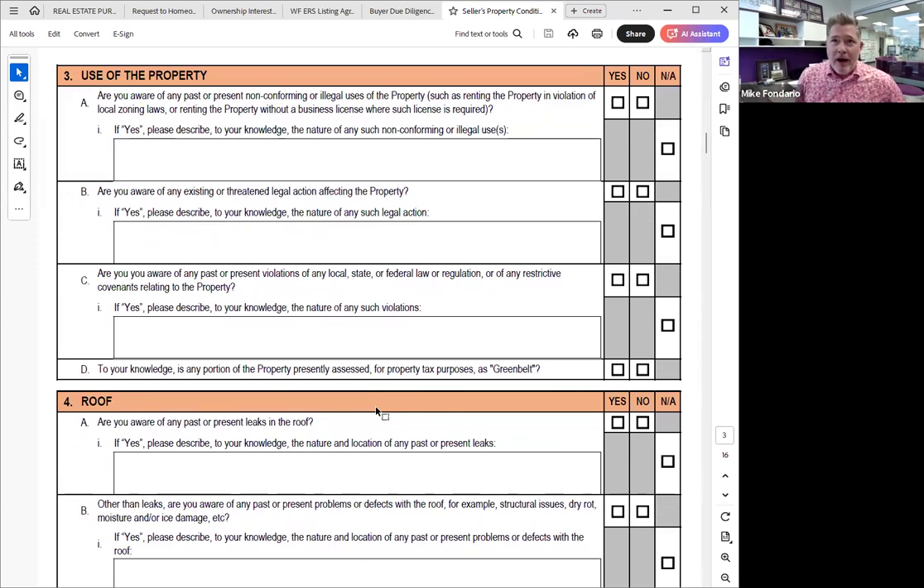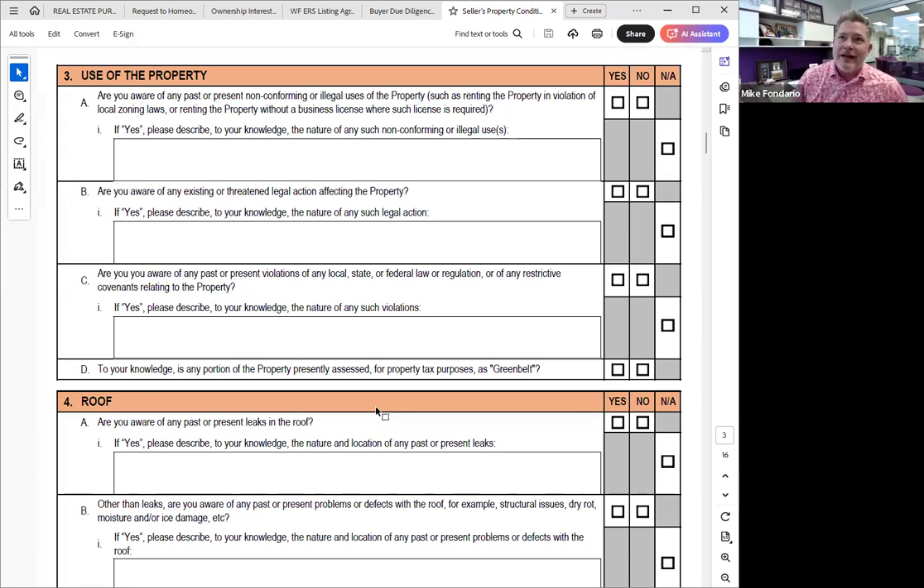Use of property. Are you aware of any past or present non-conforming or illegal uses of the property, such as renting the property in violation of local zoning laws or renting the property without a business license where such licenses are required? Which is kind of like, you have to have a license to rent your property. You have to renew it every year. And if you're like me, you forgot almost every single year. Somehow I managed to forget all the time.